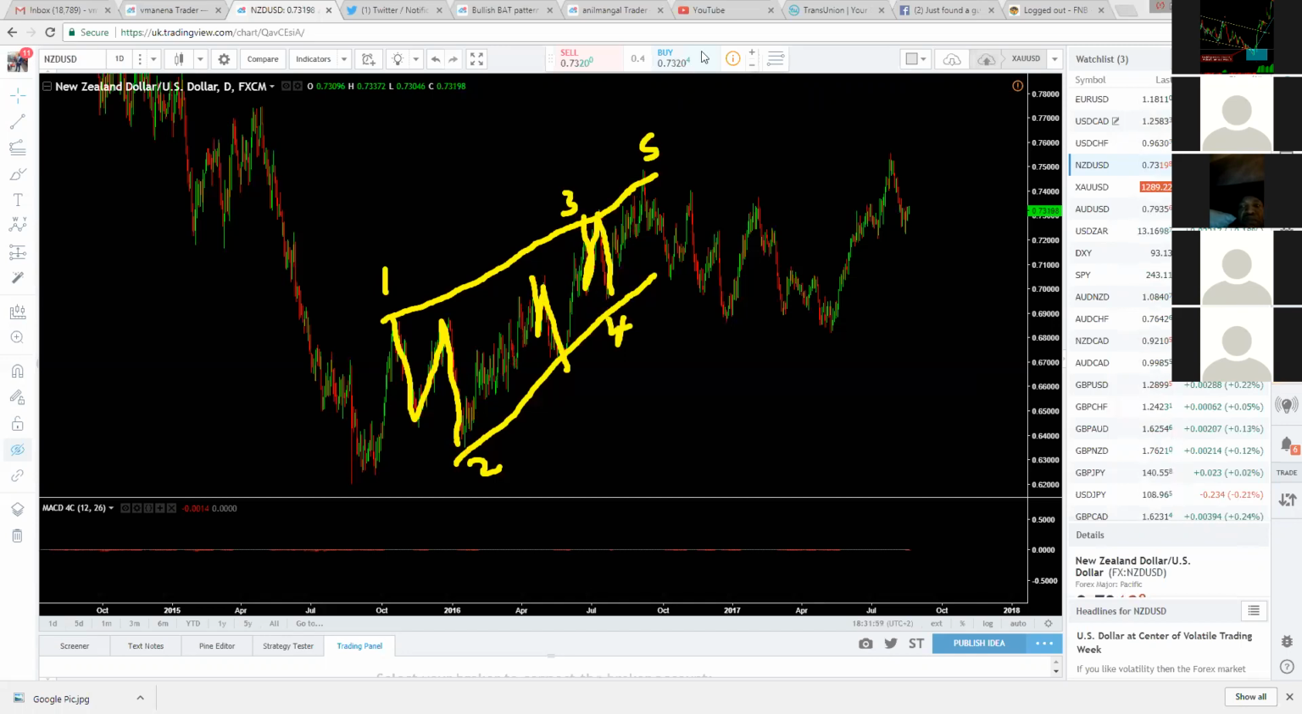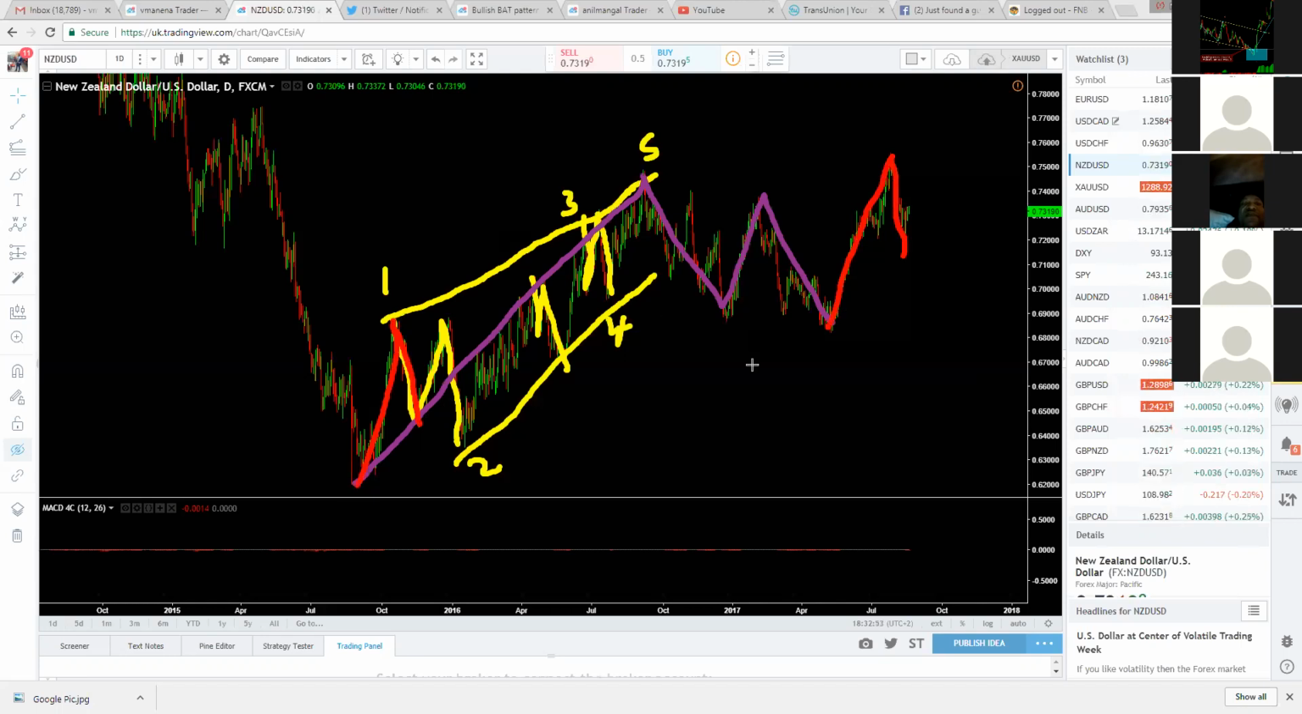And then after that, this is the leading diagonal. I've just identified this leading diagonal. We get this correction. See, we get this impulse and then a correction, the impulse and then a correction, again and again, but in the larger degree. So now it looks like this thing is about to repeat itself here. Look, we've got this impulse, we've got this drop.